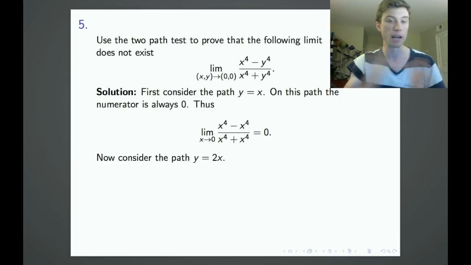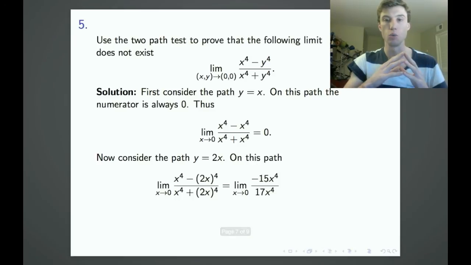Now we pick a second path. I've picked y equals 2x. You could pick a second path, maybe the path y equals 0, but I've gone with this one. Now you go ahead and you replace y with 2x in your expression, and then you take your limit as x goes to 0. So after replacing y with 2x, our rational function simplifies to negative 15x to the fourth divided by 17x to the fourth. These x to the fourths cancel, and along this path our limit is negative 15 over 17.